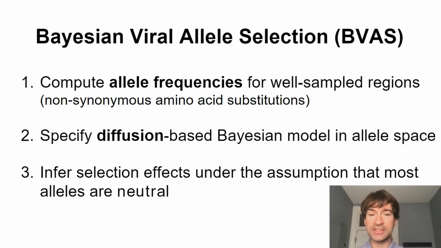These considerations led us to develop a method that we call Bayesian viral allele selection, or BVAS for short. At a high level, this modeling and inference framework consists of 3 parts. The first part is data representation. The data representation that we'll be using for our analysis is that of allele frequency space, basically time series curves like we saw on the previous slides. Here an allele refers to a non-synonymous amino acid substitution.